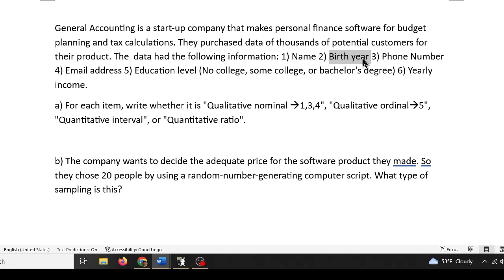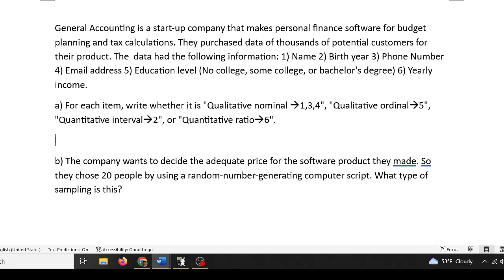So in such a case, if there's no natural zero, so that ratios don't make sense, only the differences make sense, then we call such a case quantitative interval. So quantitative interval would be birth year, whereas the other quantitative information, which is the yearly income, would be quantitative ratio.